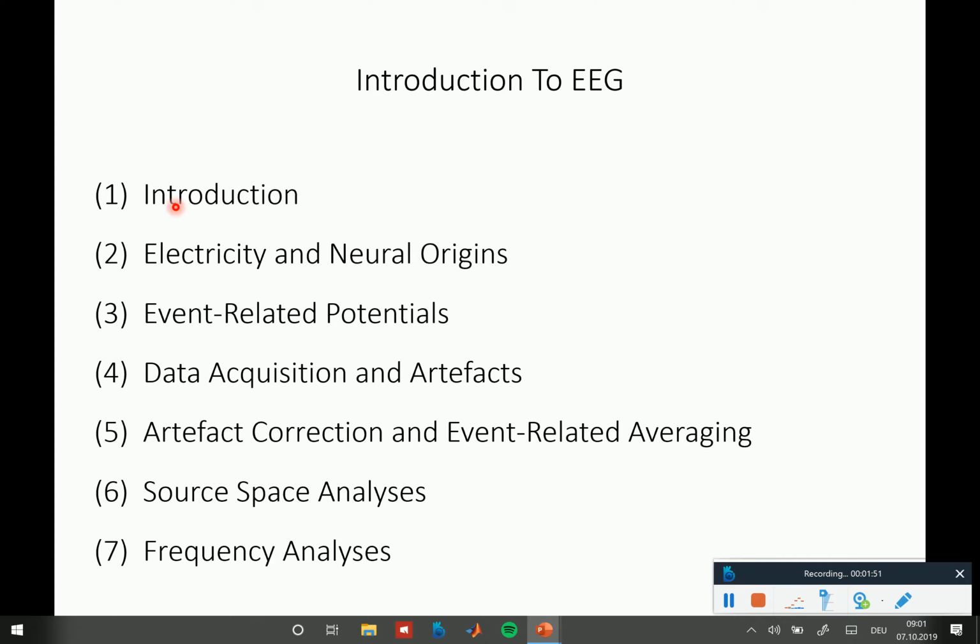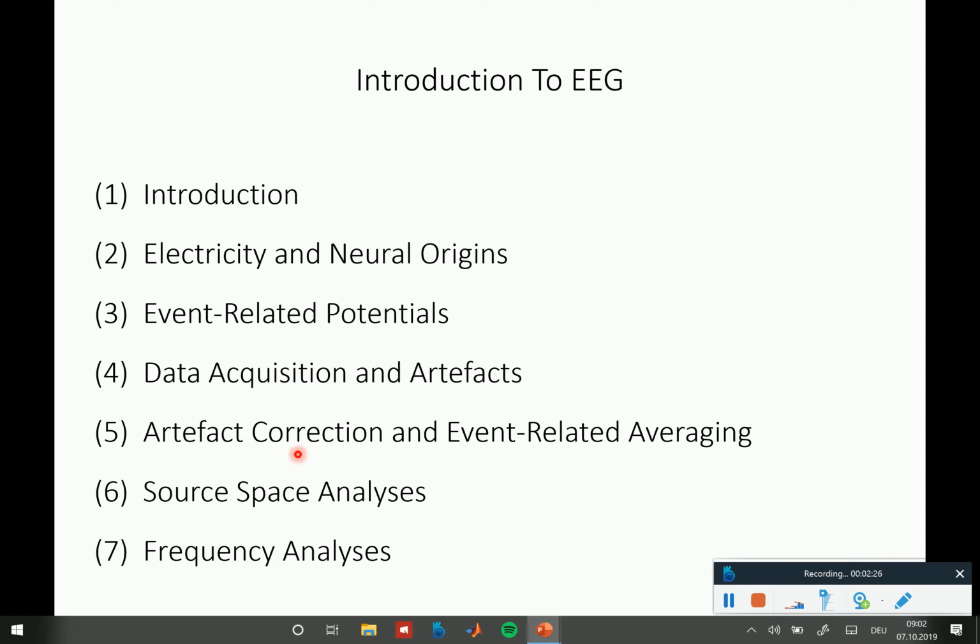So that was the basis from a more theoretical side last week, and the remainder of this EEG introduction is now devoted to more practical aspects. We're first going to talk about aspects of data acquisition and the artifacts that you can observe in EEG data, and then what one can do about these artifacts.